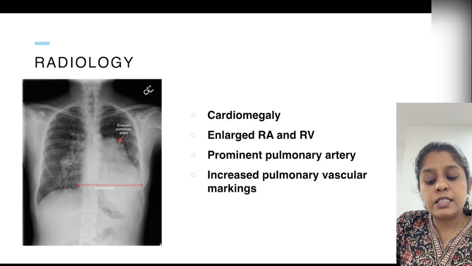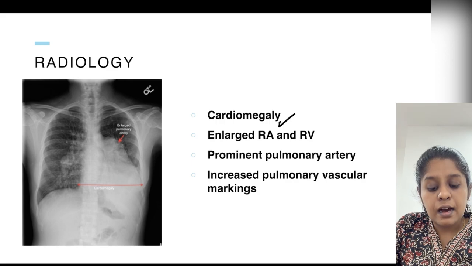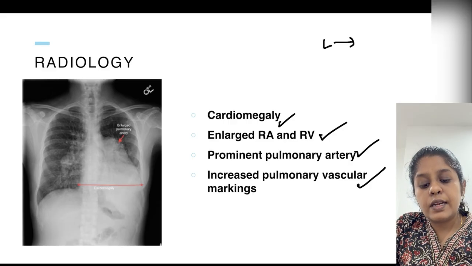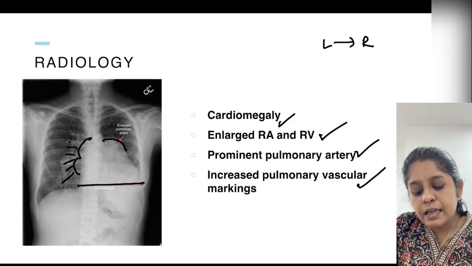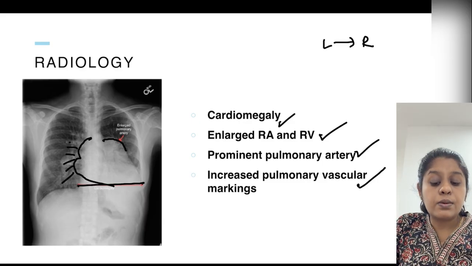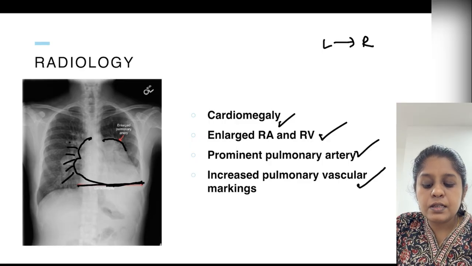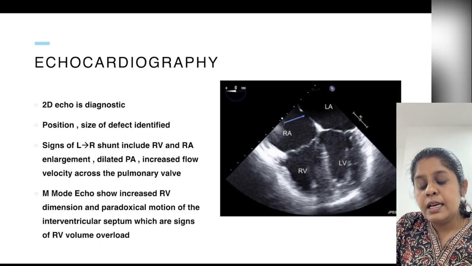Coming to the radiology, we saw that because of the RA and RV enlargement, there is cardiomegaly, RA and RV are enlarged, prominent pulmonary artery, and increased pulmonary vascular markings because of the left to right shunt. So you see cardiomegaly, increased pulmonary vascular markings, enlarged pulmonary artery, right atrium and right ventricular enlargement. Because there is only enlargement of the right ventricle, there is no upturning of the apex, there is only a cardiomegaly.